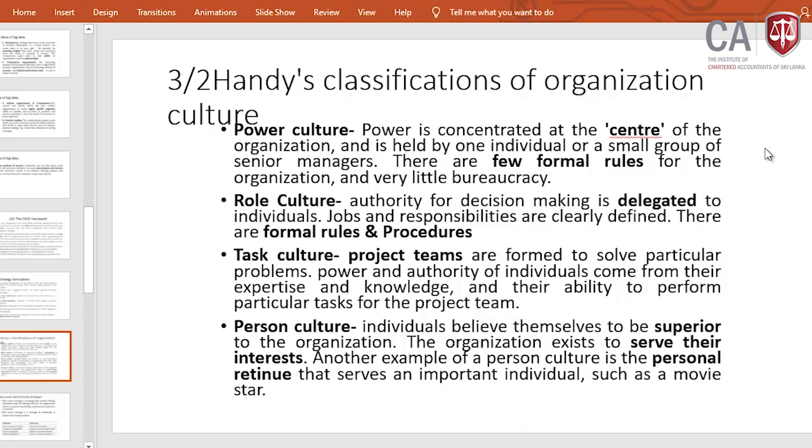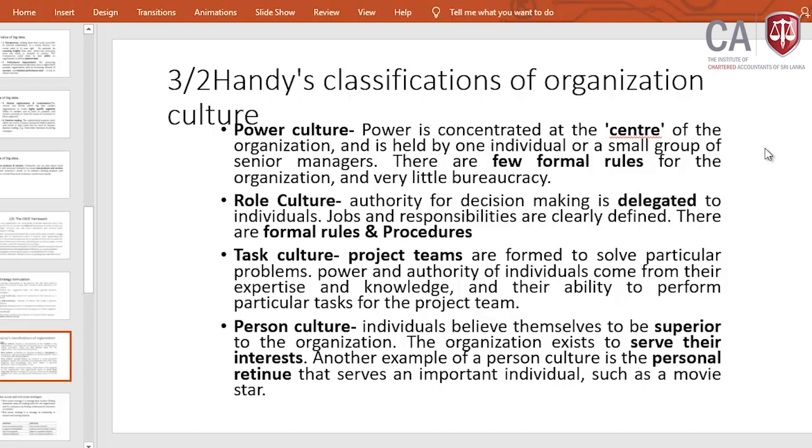Power is concentrated at the center of the organization and is held by one individual or a small group of senior managers. Power is not delegated. Power is vested with one person or a few individuals. There are few formal rules for the organization and very little bureaucracy, like a small family-owned business, where one or two people at the top handle all the affairs in the organization, right. That is power culture.